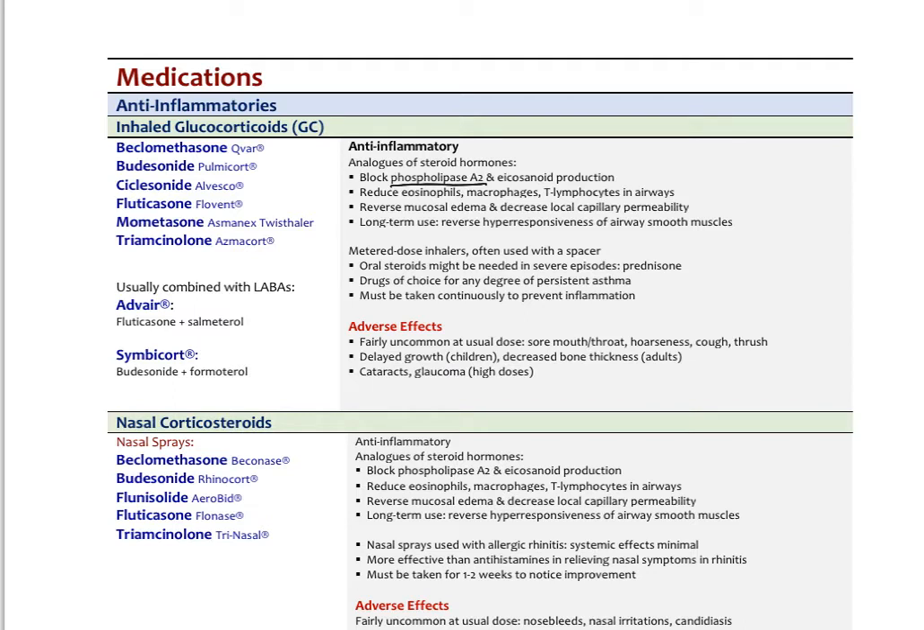Basically what these glucocorticoids do is they inhibit that. They also decrease the number of white blood cells like eosinophils and macrophages and T cells that have accumulated in the airways in, let's say, asthma. They reverse any mucosal edema and decrease the local capillary permeability. And over long term, they reverse the hyper-responsiveness of the airways.